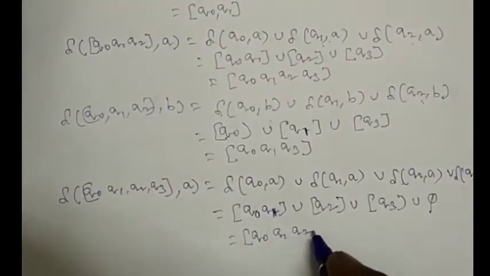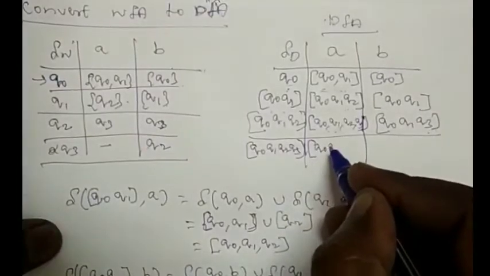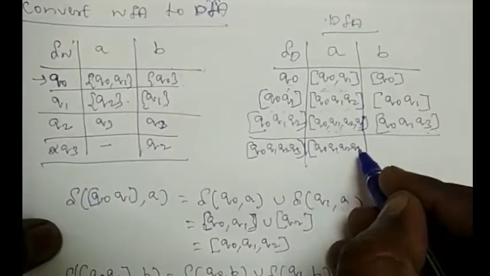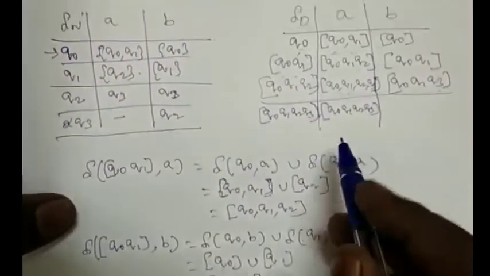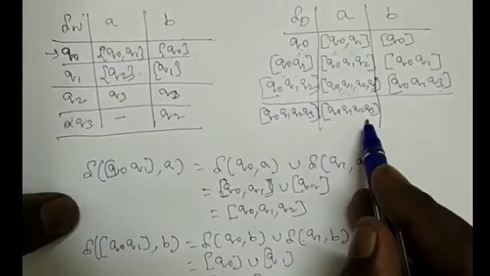So you get Q0, Q1, Q2 and Q3. Okay, so when you apply A in Q0, Q1, Q2 and Q3, you are getting the same state. So I just write it here: Q0, Q1, Q2 and Q3. Okay. Now if I apply B here, what happens? So when I apply A, you are getting Q0, Q1, Q2 and Q3.